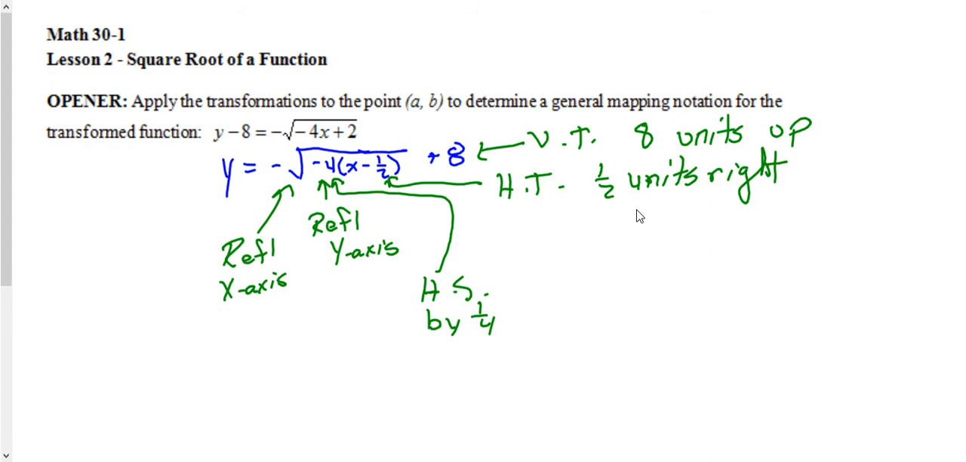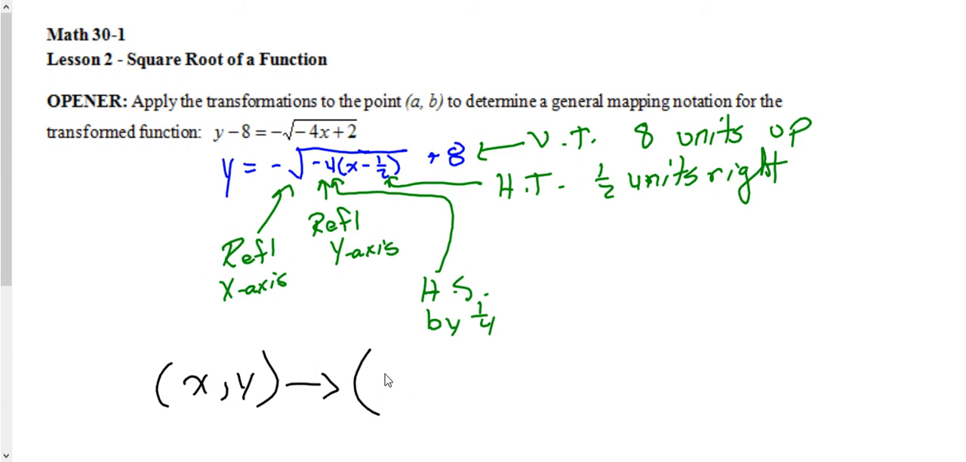There we go. We have our equation broken down. So what we want to do is rewrite our mapping. And here we go. So we have original x comma y is going to become. So we want to group together all things horizontal: horizontal stretch, horizontal translation, and our reflection on our y-axis. That's a horizontal reflection, by the way.